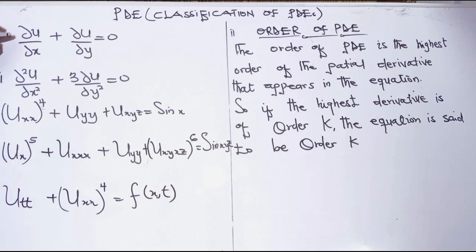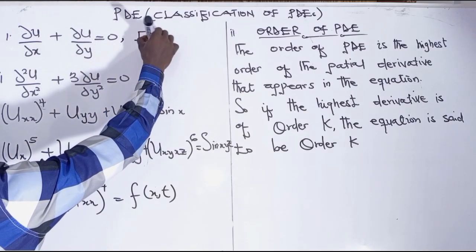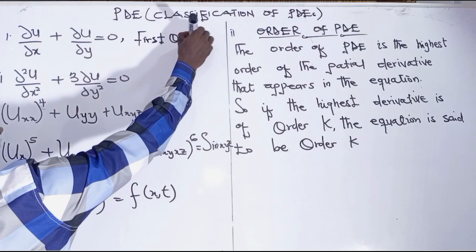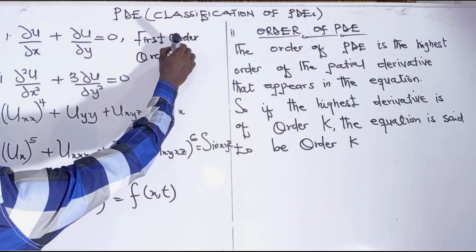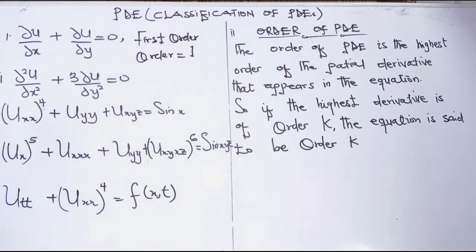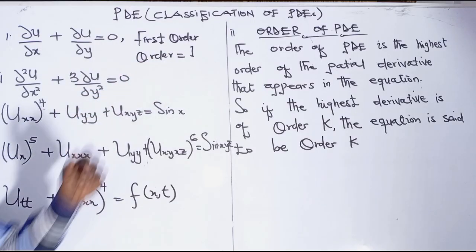Looking at the first example, we have del u, del x plus del u, del y, taking the first partial derivative of the function u with respect to x plus the partial derivative of u with respect to y. We are taking what? The first partial derivative. So this PDE is a first order PDE, and the order is order 1. Very, very easy and simple.